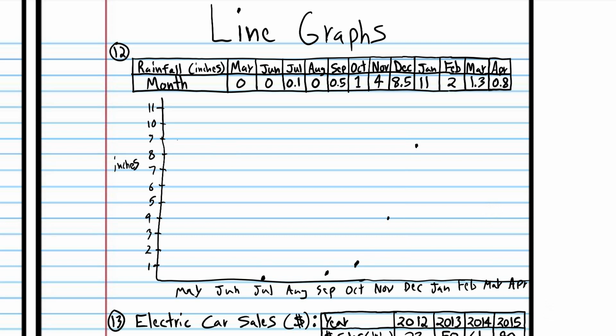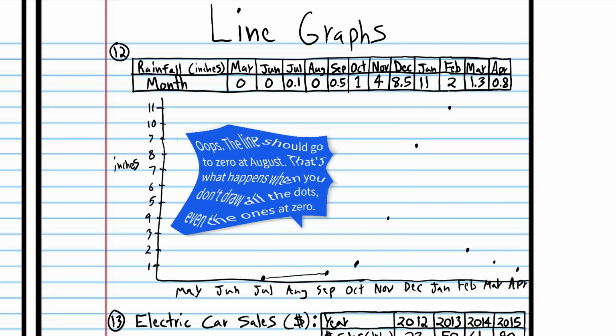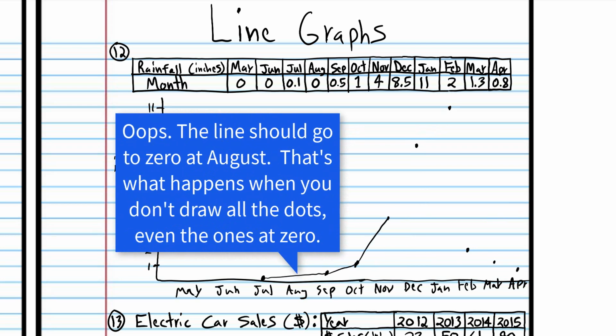8.5 is there. And 11 is here in January, because that's when it rains the most in wintertime. February is 2 inches, and then all of a sudden it goes way down: 1.3 in March, and 0.8 in April. So as you can see, it was like a dot plot. But now, because we're going to make this a line graph, we're going to connect the dots. So we're going to make straight lines to connect these dots.